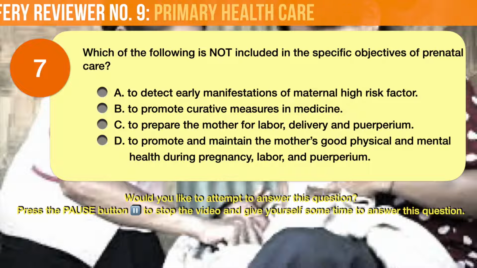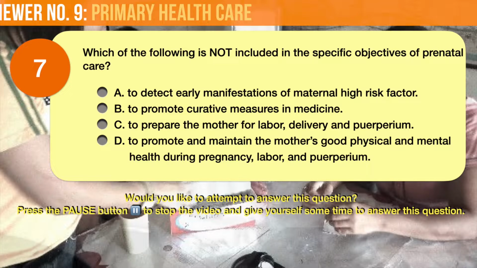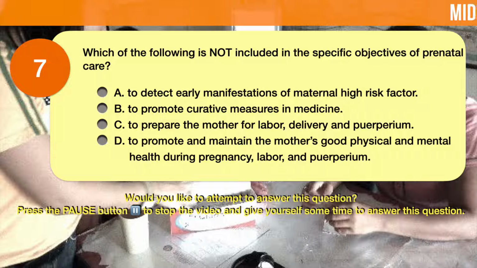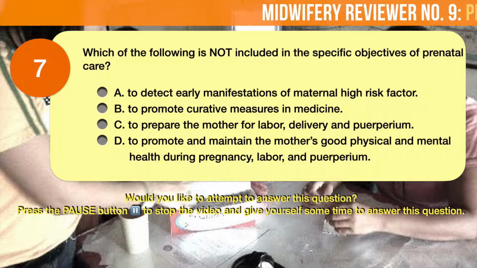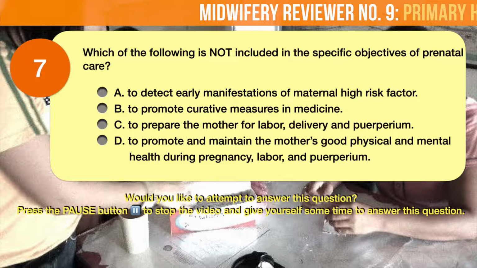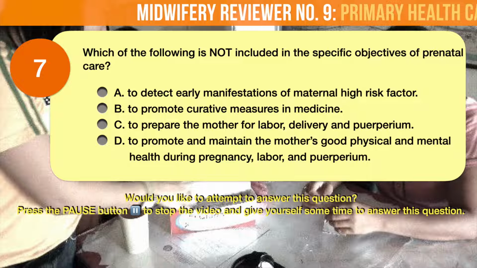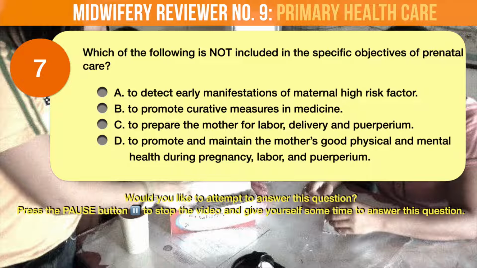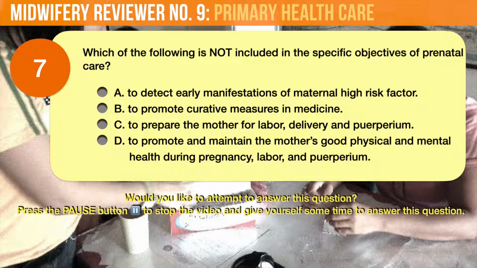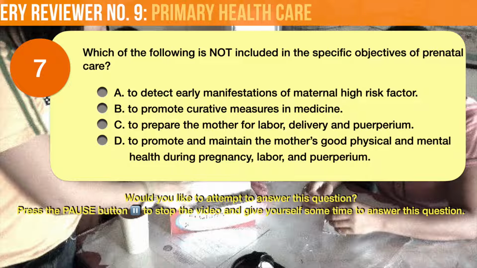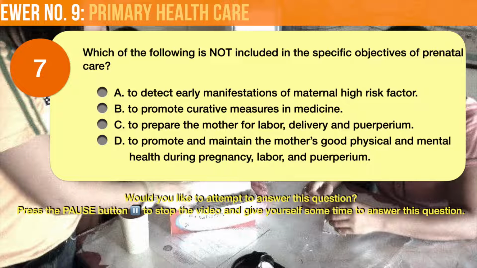Question number 7. Which of the following is not included in the specific objectives of prenatal care? A. To detect early manifestations of maternal high-risk factor. B. To promote curative measures in medicine. C. To prepare the mother for labor, delivery and puerperium. D. To promote and maintain the mother's good physical and mental health during pregnancy, labor, and puerperium.